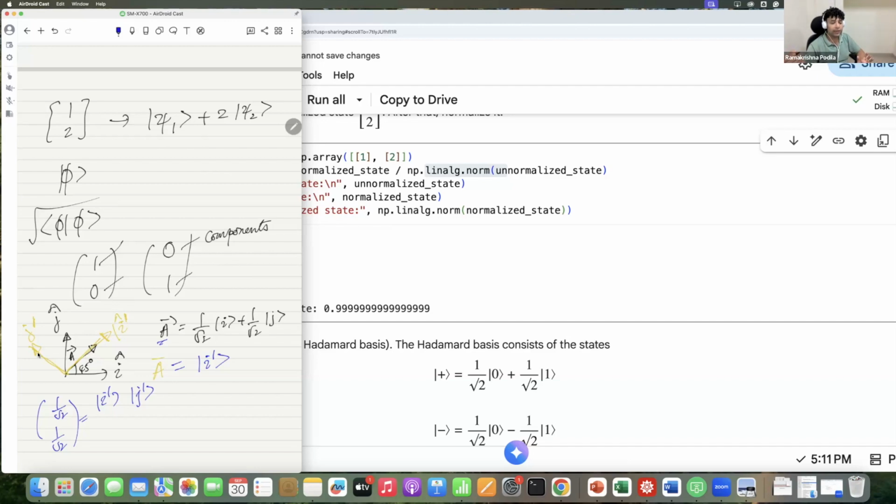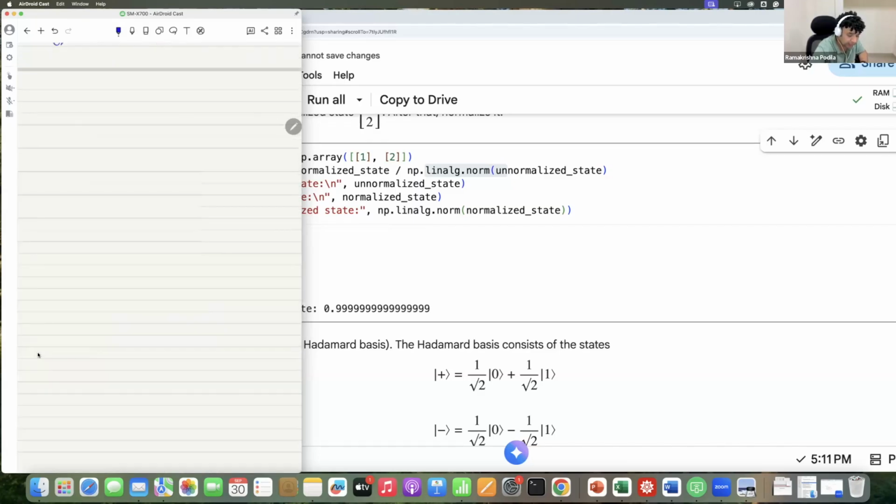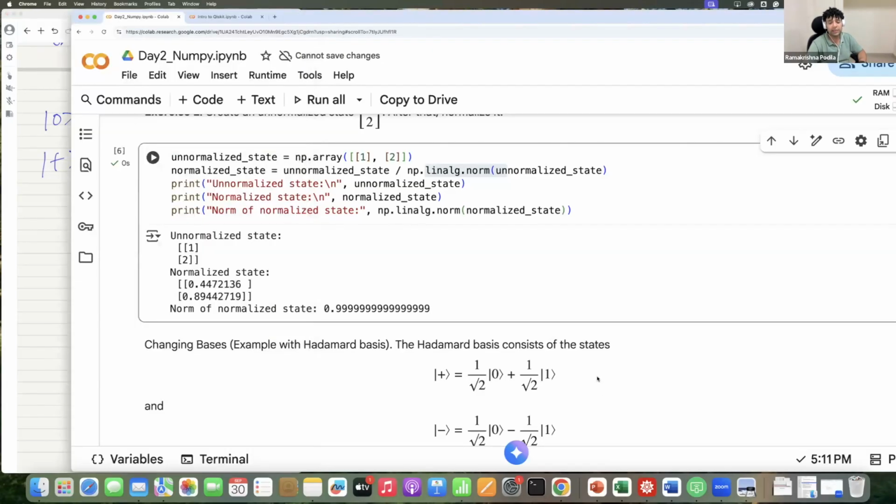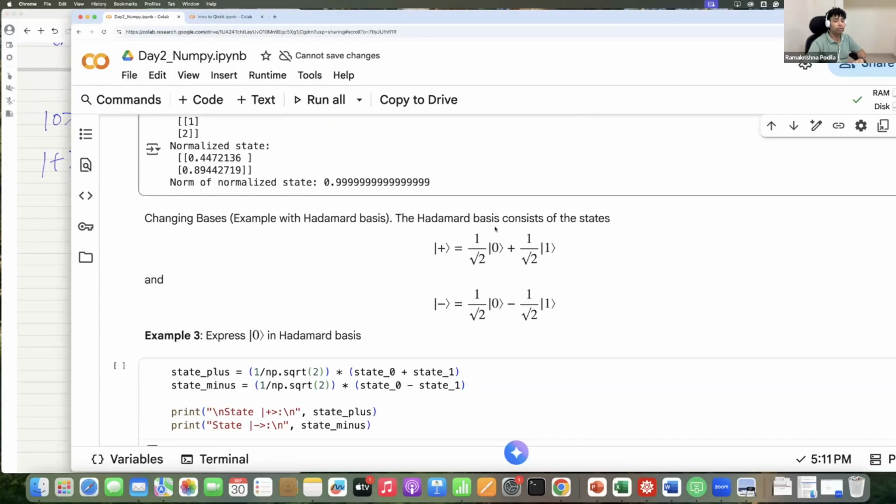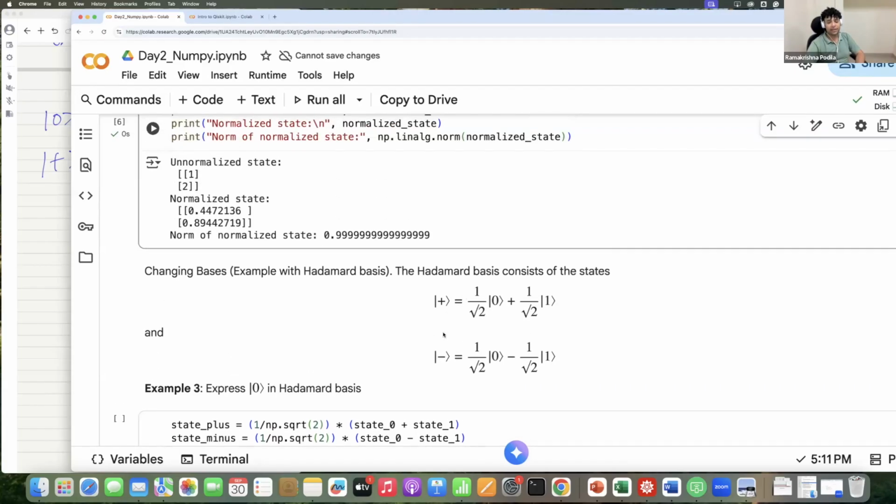And what we are going to look at is how we can change from one basis to another basis. Here we started with 0 and 1 as our basis. Let's say I define a new basis called plus and minus, which is a linear combination of 0 and 1. This is called the Hadamard basis, and we're going to look at a Hadamard gate later on when we talk about quantum computing. Here we're creating a superposition of 0 and 1. This is positive, this is negative, plus and minus.